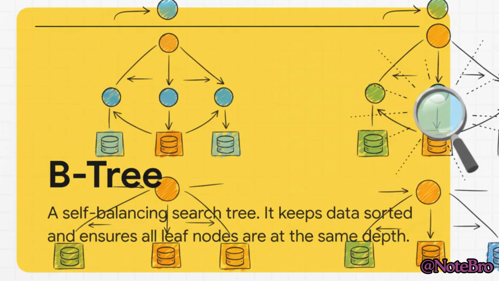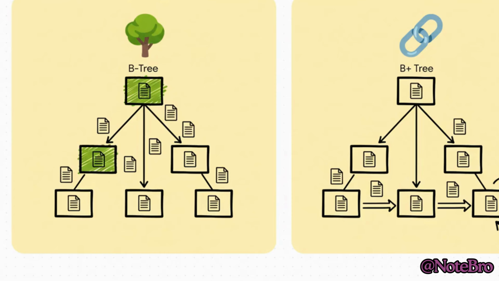A B-tree basically perfects this multi-level index idea. And its superpower, the thing that makes it so incredible, is that it is self-balancing. This is huge. As you add or delete data, the tree automatically rearranges itself. A node gets too full, it splits. Nodes get too empty, they merge. This makes sure the tree always stays short and wide, which guarantees that finding anything is always just a few hops away.